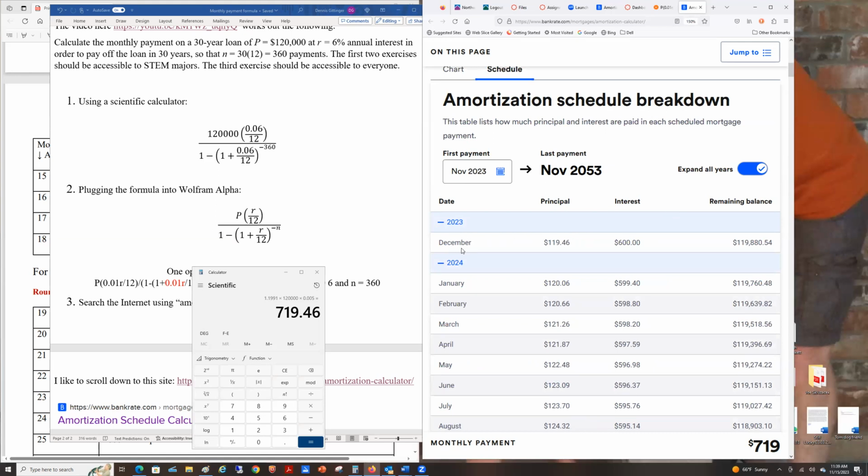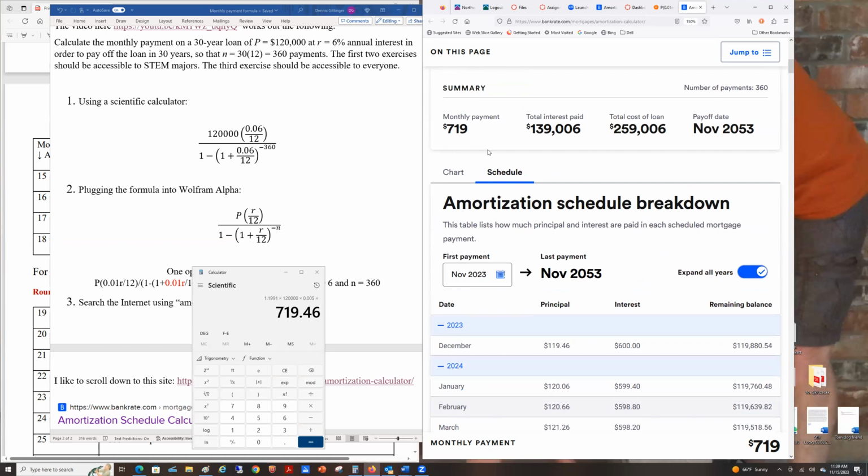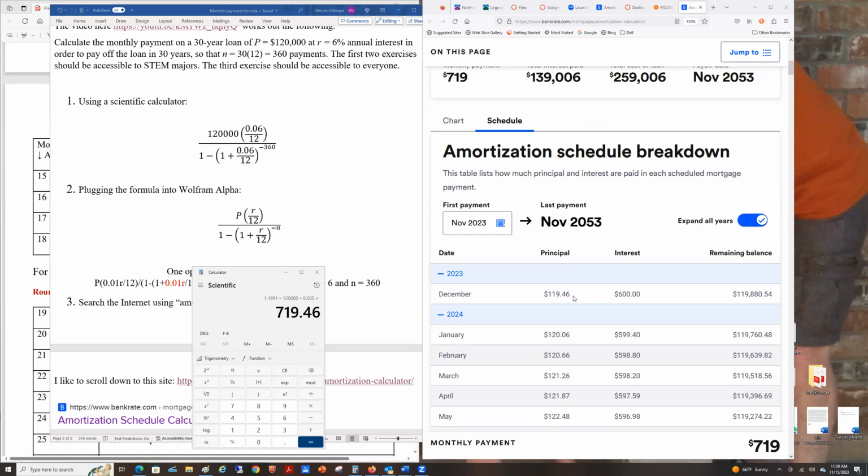So here it is. The first payment is in December. And as advertised, your interest is $600. Your principal is the rest. And when you add those two together, you get $719.46. So why didn't it put 46 cents here? Because they didn't want to. Why didn't they want to? I don't know. It's a mortgage payment. They think that the 46 cents doesn't matter. But in fact, the 46 cents is included. So this is a little inaccurate, but less than 50 cents inaccurate. So not a big deal.